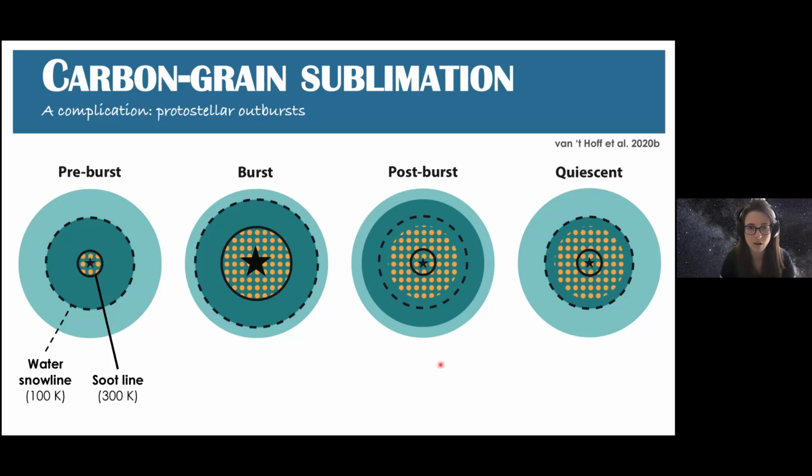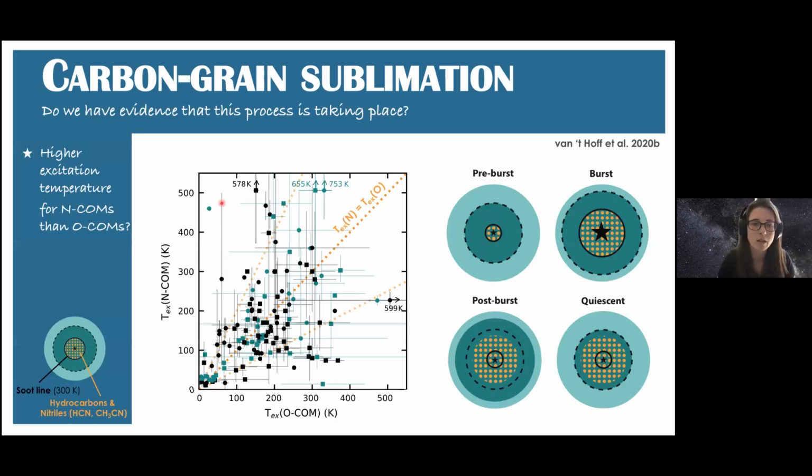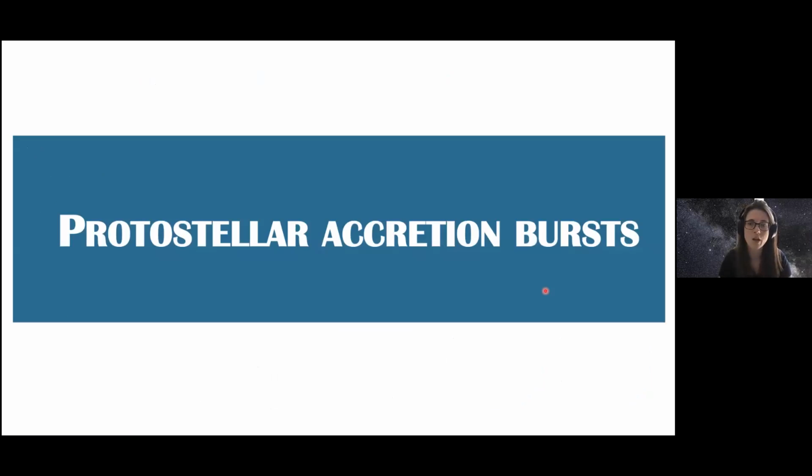So I know this is a pretty complicated picture, but the message to take away here is that some of the scatter that we see when we look at these excitation temperatures might just be because we're looking at protostars during different phases of their accretion process. And if we want to disentangle those two effects, we would have to understand and know which of the protostars are in burst and how to recognize that. So therefore, I want to continue a little bit more about protostellar accretion bursts and how we can observe it.